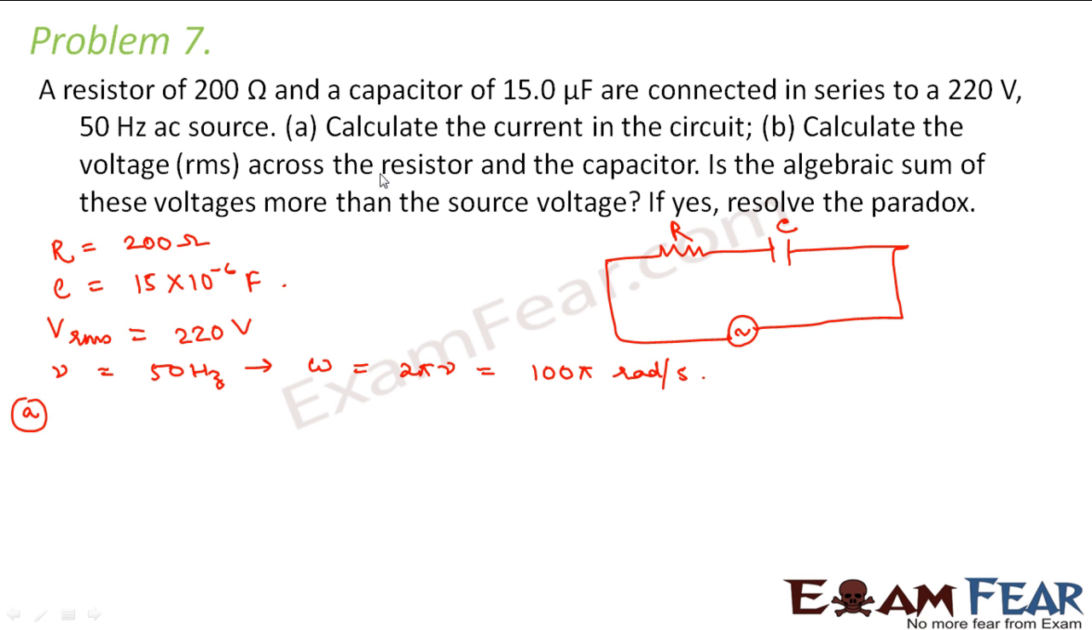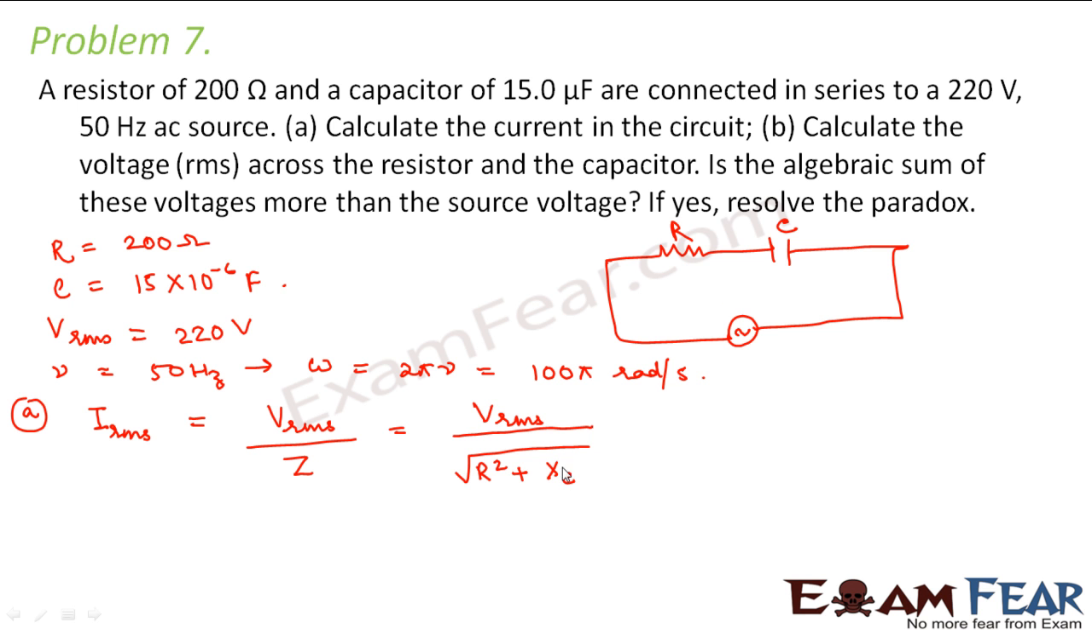Right? So in the first part, it asks us to calculate the current in the circuit. So it is not asking us to calculate the maximum current in the circuit. It is just asking to calculate the current. That means it is asking the effective value of alternating current. So we will calculate IRMS. So IRMS would be equal to Vrms divided by the net impedance. So this would be equal to Vrms divided by root over R square plus X.